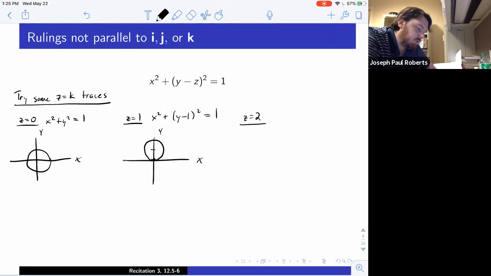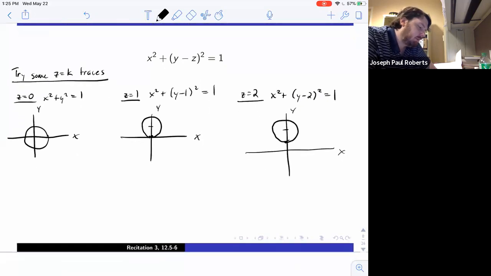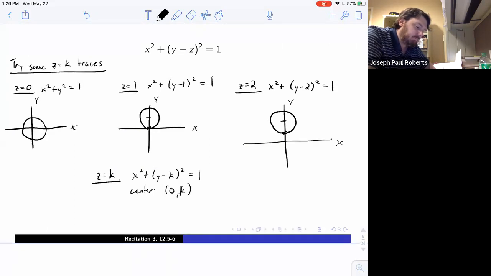So z equals 2 is going to be x squared plus (y minus 2) squared equals 1. Again, it's a circle of radius 1, but now it's centered at (0, 2). And at this stage, you could just find the pattern that z equals k is going to be x squared plus (y minus k) squared equals 1. So it's a circle centered at (0, k) with radius 1.